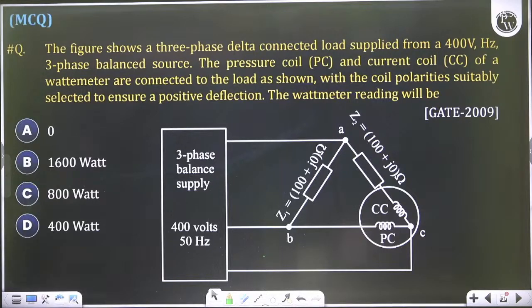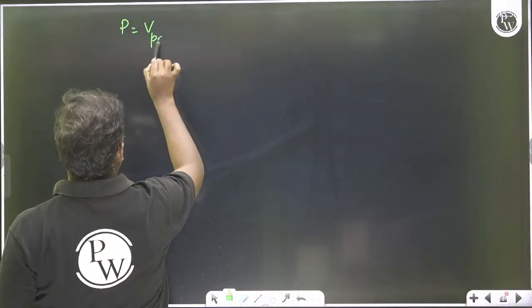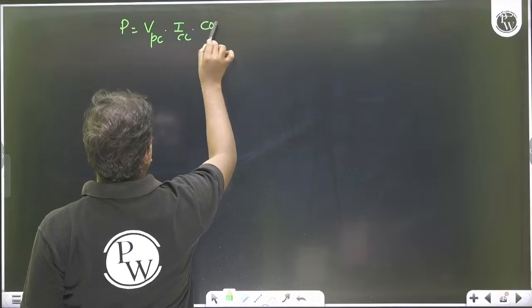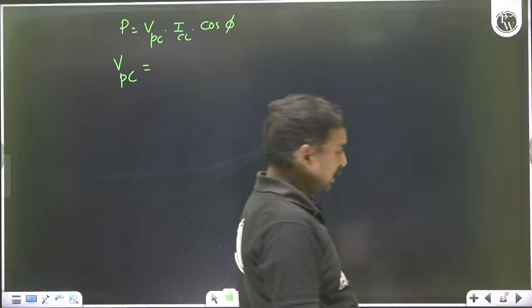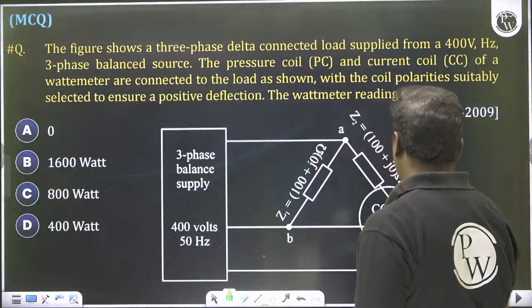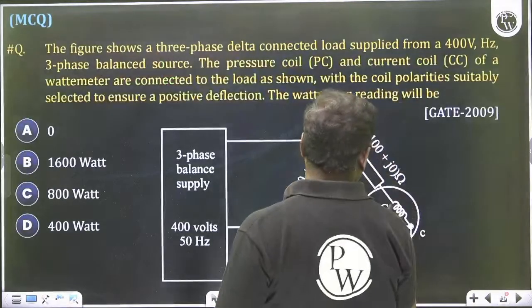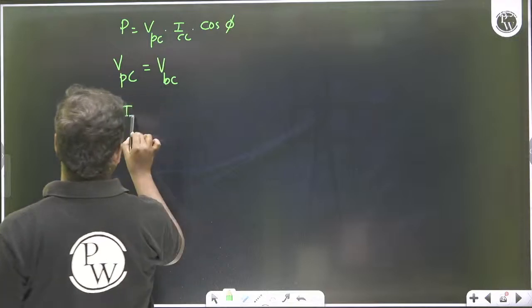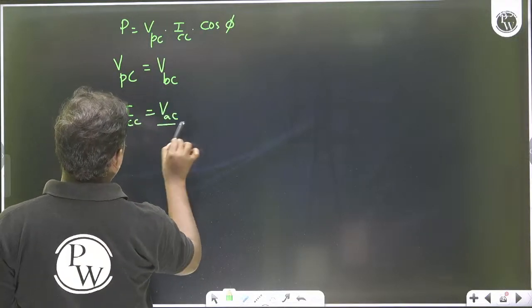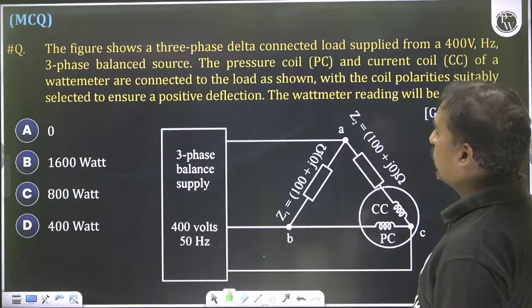So how to calculate? We need the wattmeter reading, right? Wattmeter reading means power. Power means VPC, ICC, cos of phi. So in the picture VPC means the pressure coil voltage, that is VBC. Next, in the picture what is ICC? This is ICC, the current passing in the current coil. So ICC is equal to VCA by Z. Now if you check what he has given, 400 volts.